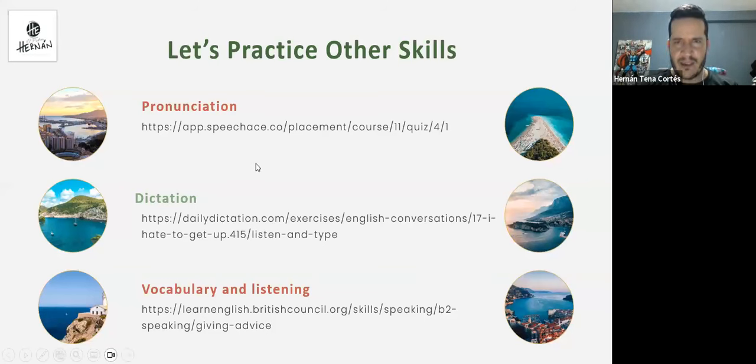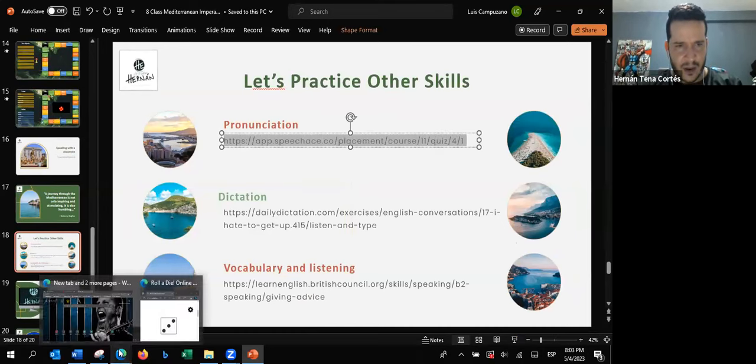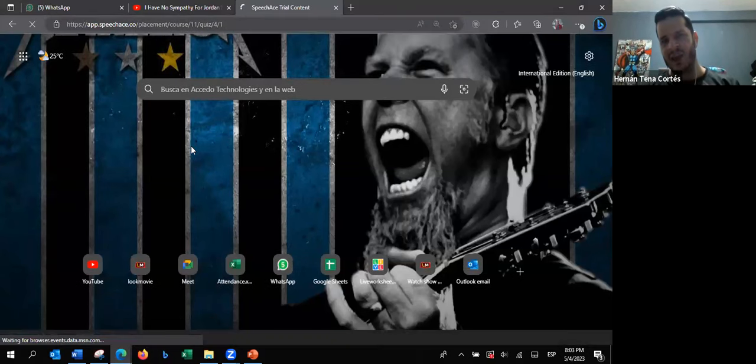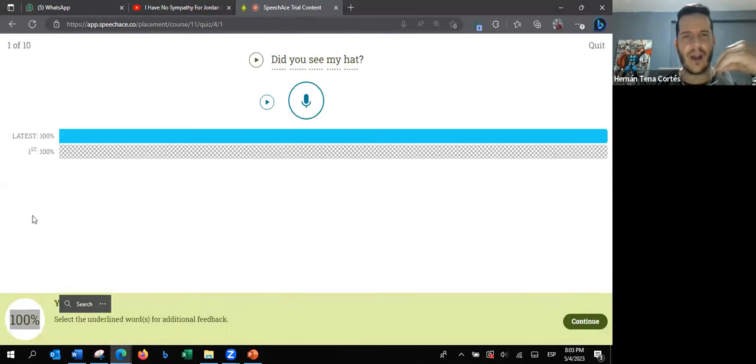All right, let's do these activities to practice these other skills. The first activity we're going to do is a little bit of pronunciation. I think we have 10 sentences for this activity. Let's take a look at this activity to practice our speaking. We have 10 sentences, only 10, very short. Remember to click here and then click on the sentence, Did you see my hat? And then you will get a score at the bottom. Oh, I got 100. I almost never get 100. Look at that. I'm very lucky.